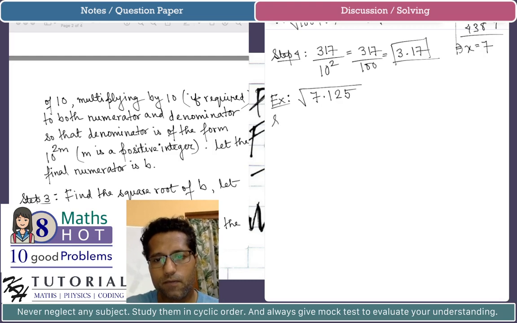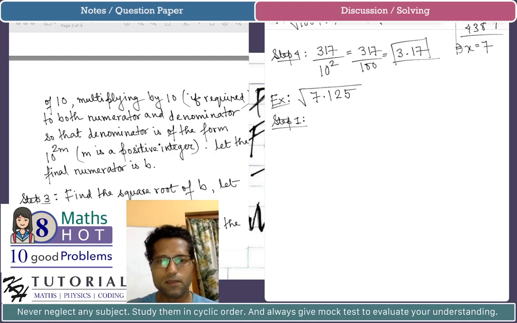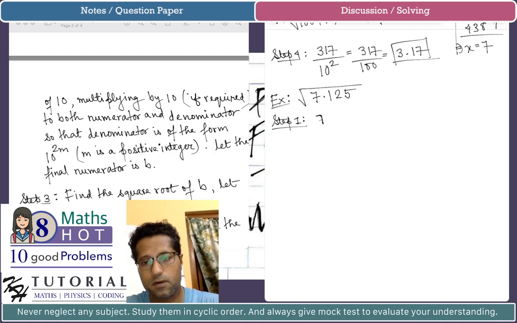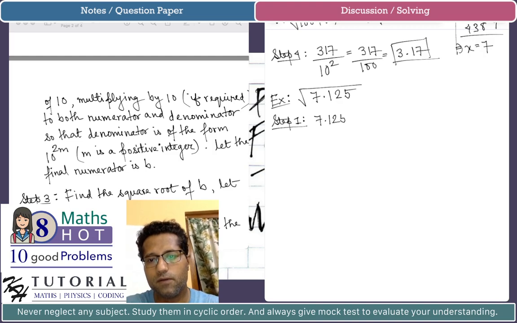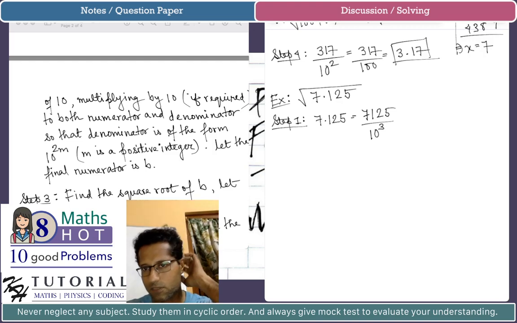So step 1. Obviously when you solve it, you will not write step 1, step 2, step 3; you will do them automatically. This is just for your understanding. So we are given the number 7.125. We have to convert this into fraction form. We have 7125 divided by 10 to the power 3, because 3 is the number of decimal places of the given number.